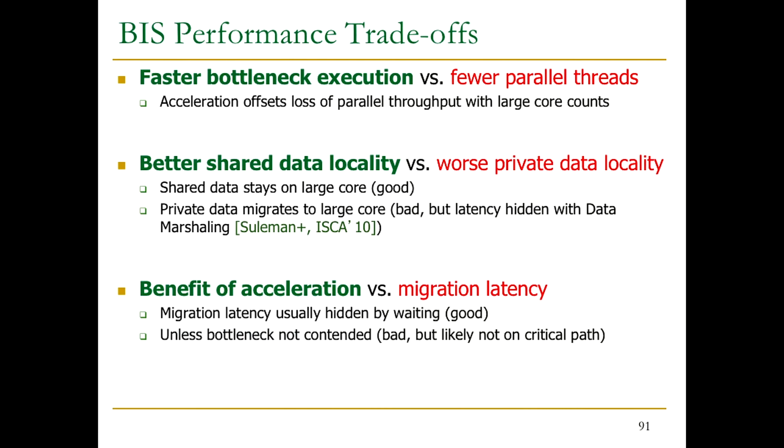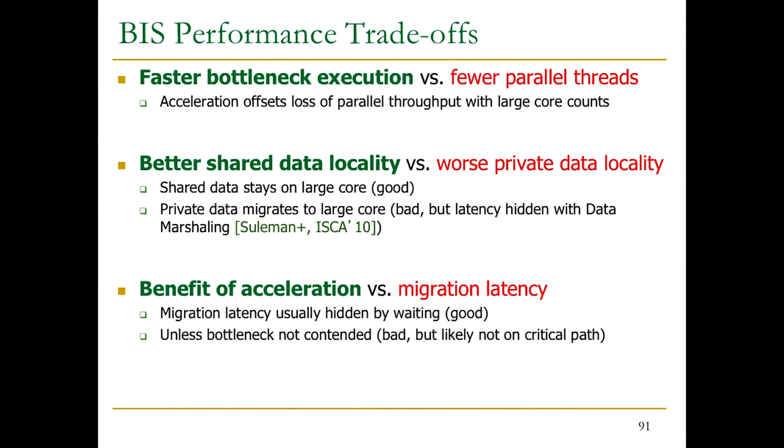But there are trade-offs, and trade-offs are similar to accelerated critical sections. You get faster bottleneck execution versus fewer parallel threads. You get better shared data locality versus worse private data locality, again. You get the benefit of acceleration versus migration latency. So we've discussed these, actually, earlier. We're going to look at this in a little bit. But this is actually interesting.